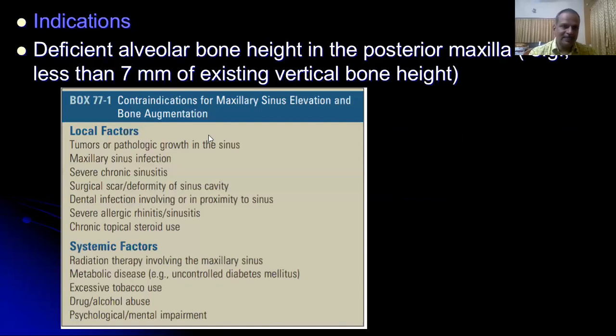The primary indication for maxillary sinus floor elevation and bone augmentation, for the placement of endosseous dental implants to replace missing teeth, is deficient vertical height in the posterior maxilla, that is, less than 7 millimeters of existing vertical bone height. The contraindications for maxillary sinus elevation and bone augmentation are similar to those we have seen with standard implant surgical procedures, with additional considerations for the conditions of the maxillary sinus.